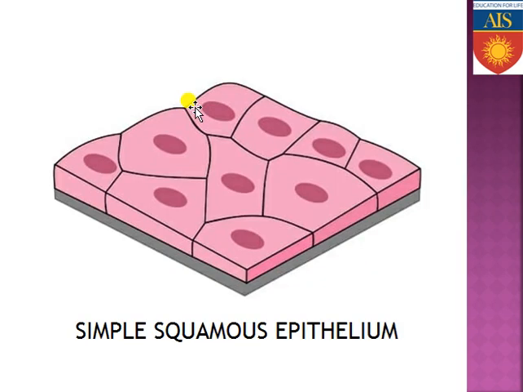This is the figure of the simple squamous epithelium. From the figure you can understand the cells are dorsoventrally flattened and they always rest on the basement membrane, because that is compulsory.